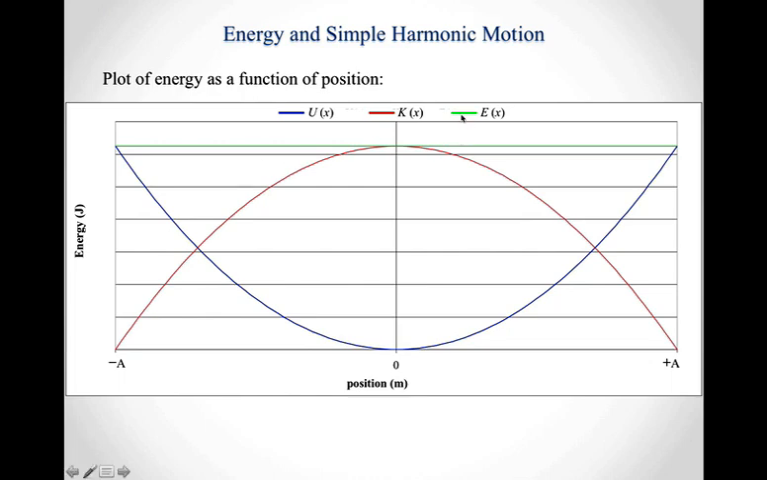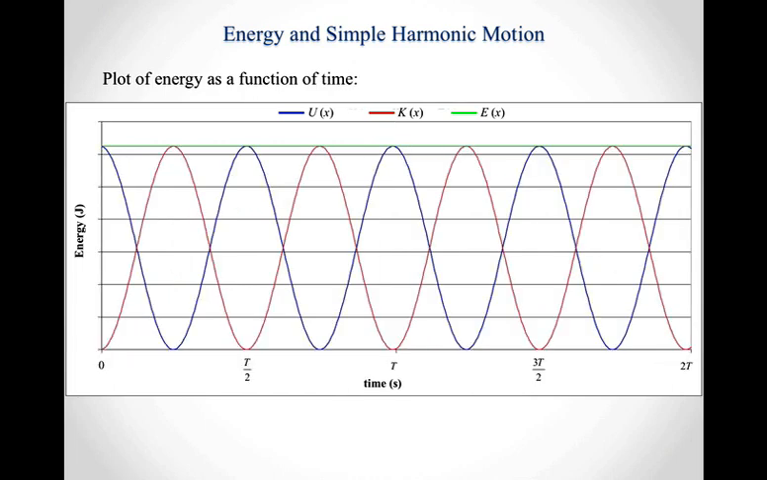The green curve is showing the total energy. And again, the green curve never changes. Its value is constant because sure enough, the total energy of my system for an ideal simple harmonic oscillator doesn't depend on its position. Well, we said it also doesn't depend on time. So what happens if we plot this out in terms of time?